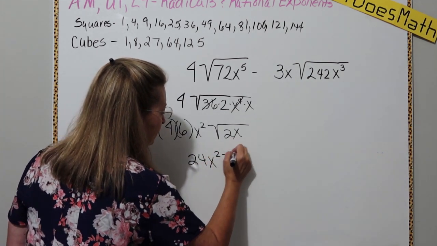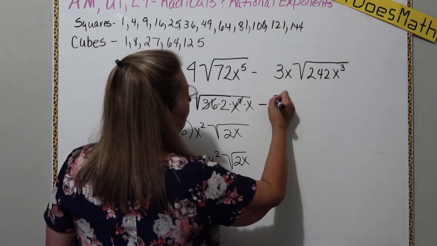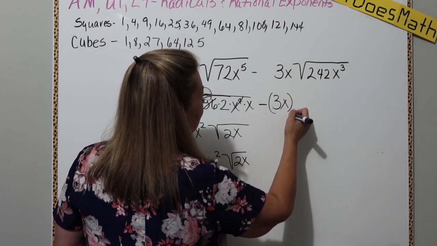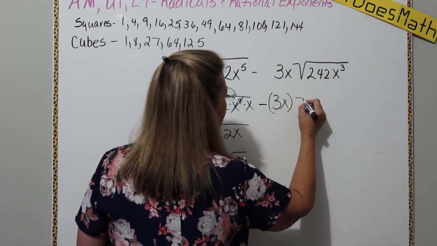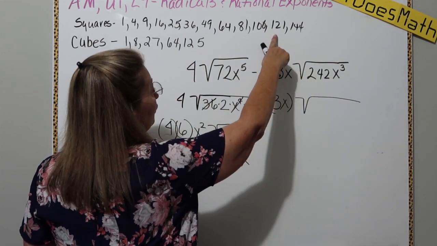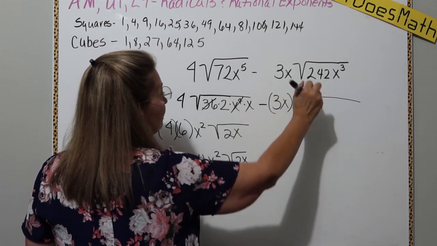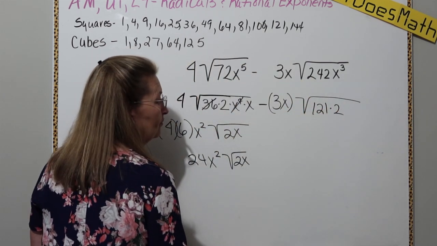X to the 2nd, square root of 2x. Alright, down here, 3x is going to stay like it is for right now. Now what's a perfect square that will go into 242? So I start backing down. Oh look, 121 is half of this, so I can write that as 121 times 2.